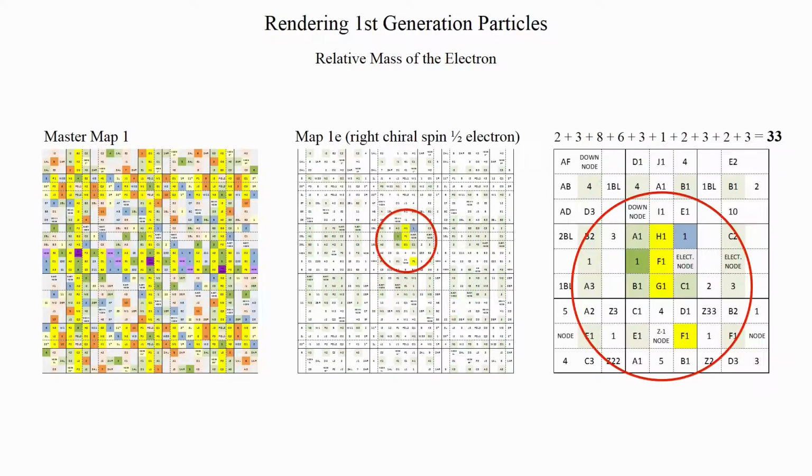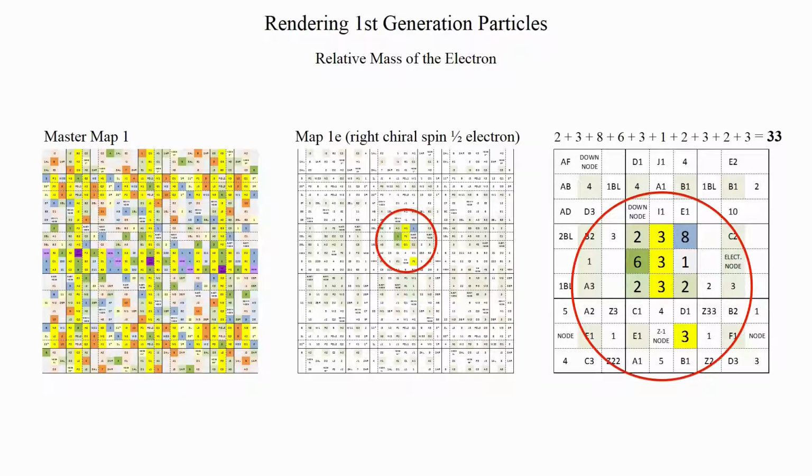We'll now render the relative mass of the electron, utilizing the right chiral component in position 1 and associated F1 knot. This knot appears as a node or conduit between the other components and between master maps. It also has a speculative association with the neutrino. Each color represents a weight such that 2, 3, 8, 6, 3, 1, 2, 3, 2, and 3 add up to 33, the relative mass of the electron.